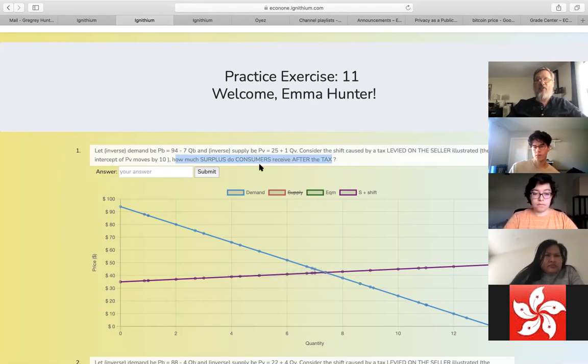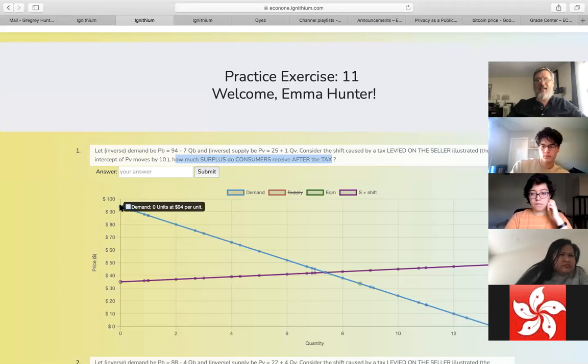And it's for all consumers, not just one consumer, so we don't have to worry about the distance. We're measuring an area here. And can you see the area of the triangle? The top of the peak of the triangle on the vertical axis is at $94.